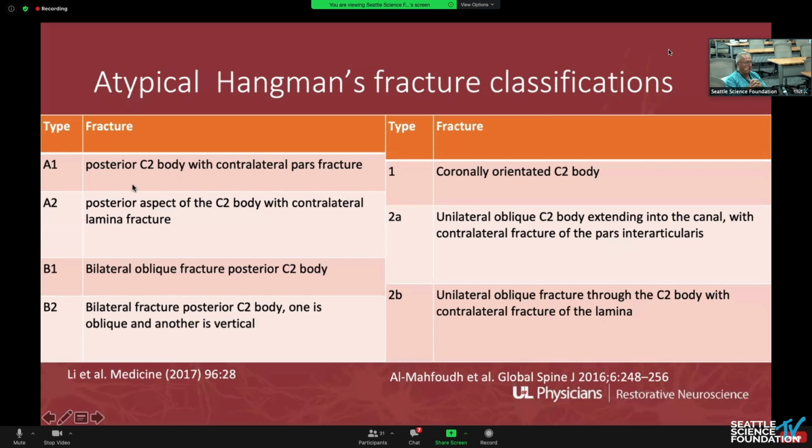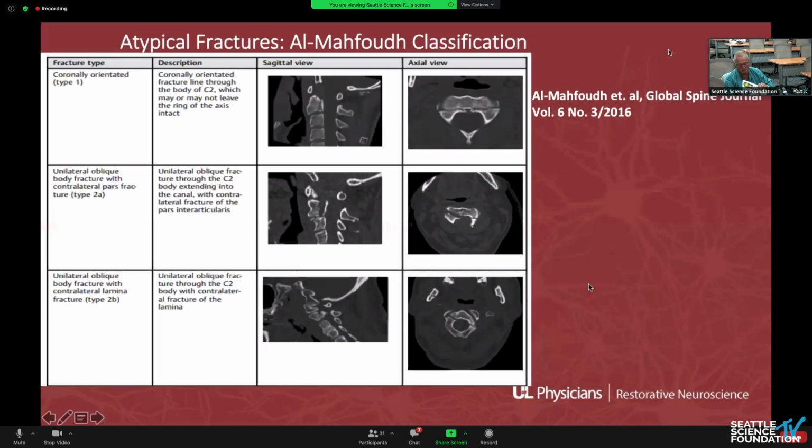In the Lee classification, A1 would be a fracture of the body with a contralateral pars fracture, and A2 is with a contralateral laminar fracture. Then you have bilateral oblique fractures as a B1, and an oblique fracture with one oblique and the other vertical is a B2. In the Alfardi, the type 1 is basically a coronal oriented fracture through the posterior C2 body. Then depending on whether the oblique fracture is with a contralateral pars or a laminar fracture, it is a 2A or a 2B.